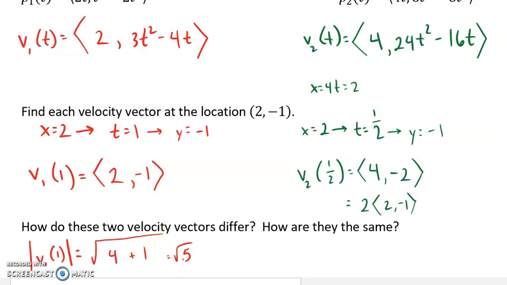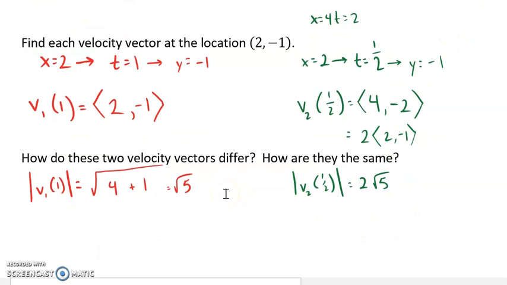So whatever units they happen to be, this would be meters per second, feet per minute, miles per hour, whatever it might be. We can go ahead and work out as well that the magnitude of the velocity for the other one works out to be 2 times the square root of 5. So that's how they differ. As we've already talked about, the second one is going twice as fast as the first one. But there is something that is the same about these, and that's going to be the direction.